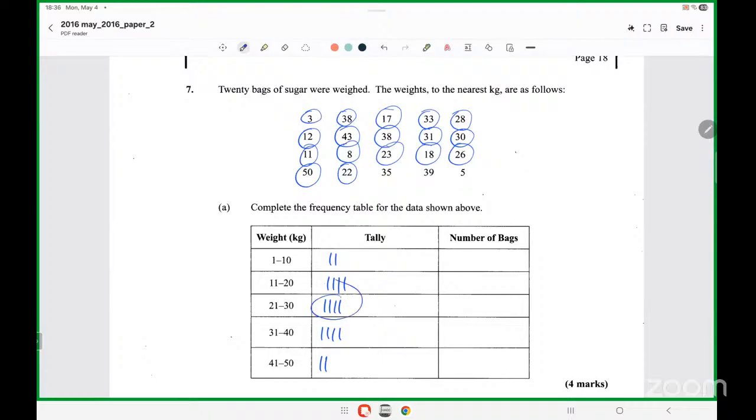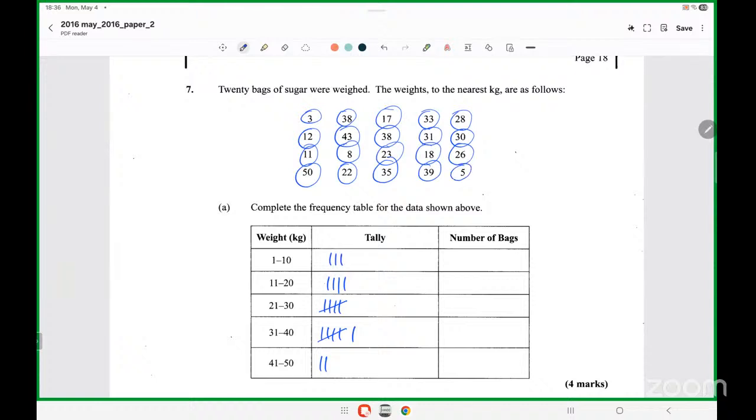Now when you reach 4, you cross it like this, so that you reach 5 values. That's how you tally, right? Then 35. 35 is going to be down here. We're going to cross this one as well. 39 is going to be here now, so we're going to 6 now. Then 5. 5 is going to be one of the first ones again.